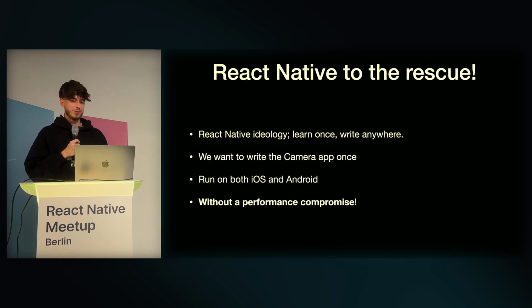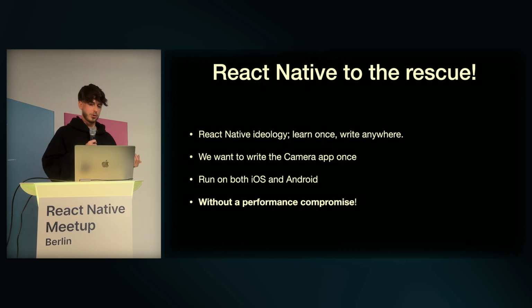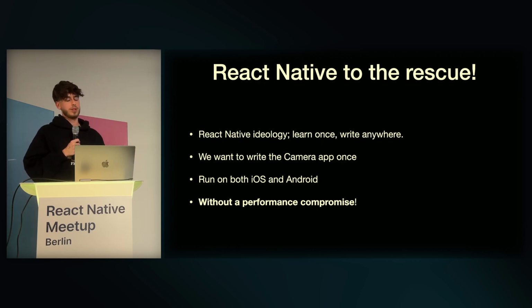Well, okay, React Native to the rescue. The React Native ideology is you learn once, write anywhere. In this case, you write once and run it on iOS and Android because we only want to write our camera app once. And the important thing here, because we're dealing with real-time effects and some processing, is that we don't want any performance compromise. We want to make it as fast as possible. Traditionally in React Native, you had some issues with the bridge being slow and passing stuff around. So we don't want to make that compromise.